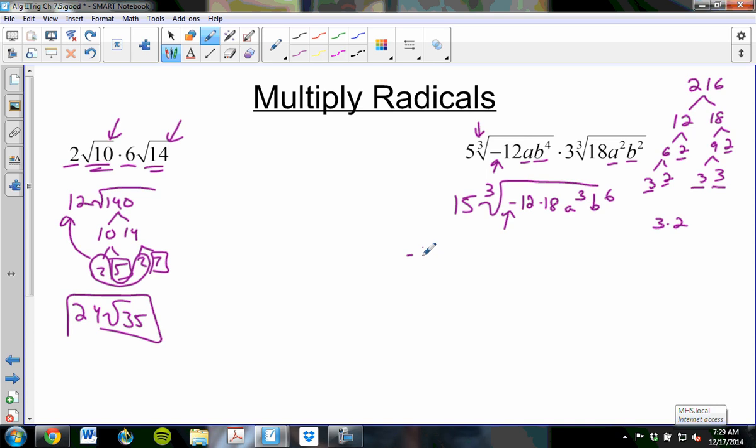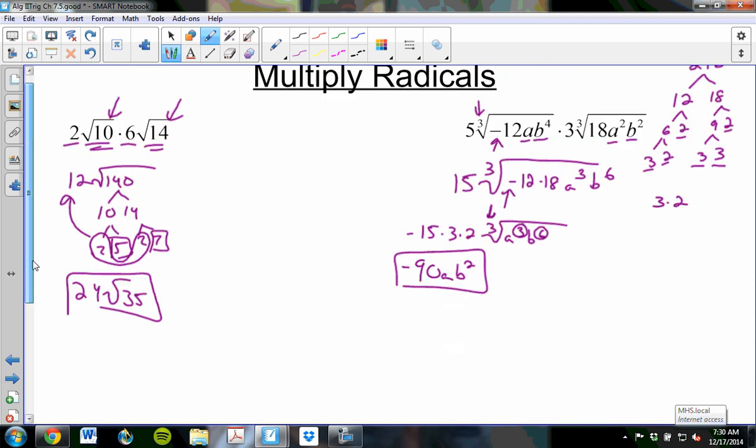I have negative 15 times 3 times 2 times the third root of a to the third, b to the sixth. Negative 15 times 3 times 2 is negative 90. A to the third, I take the power and divide by 3, and I get a to the first. I take 6, divide by 3, I get b squared, and there's nothing left inside that radical in this case. Everything came out because everything ended up being a perfect cube.